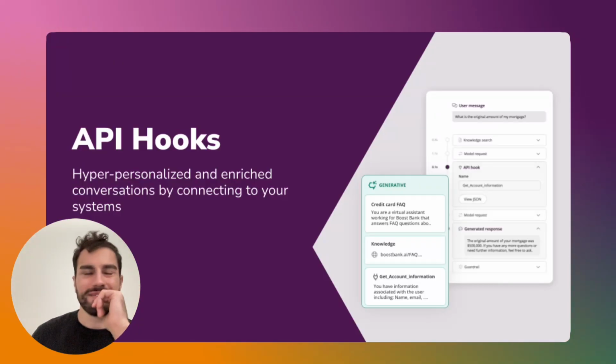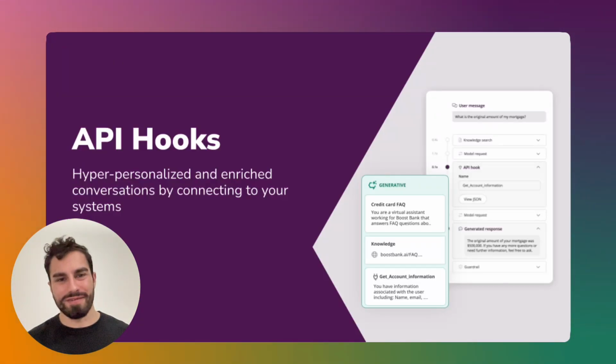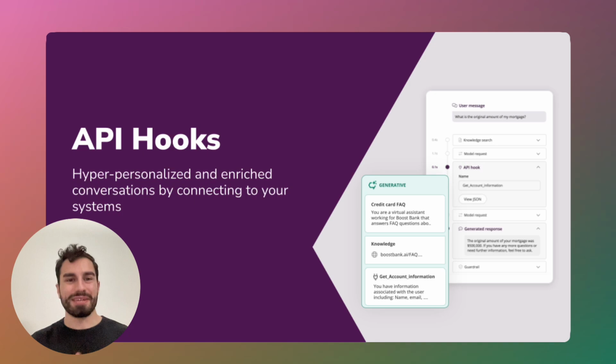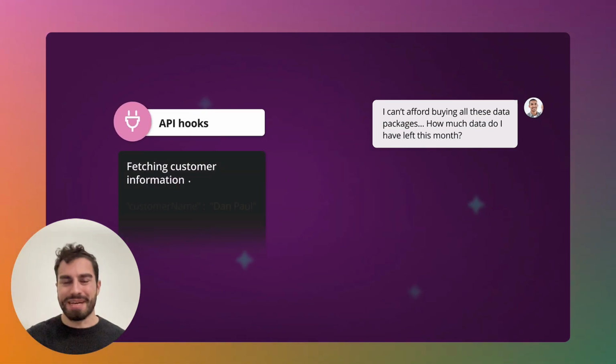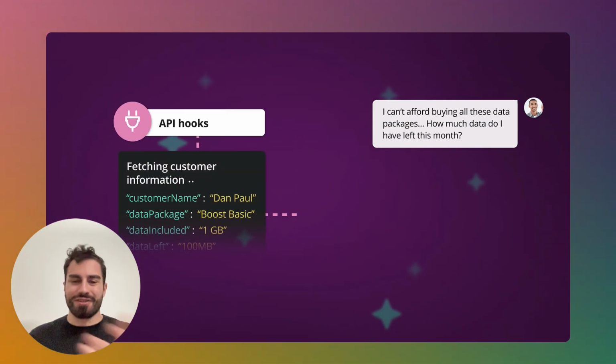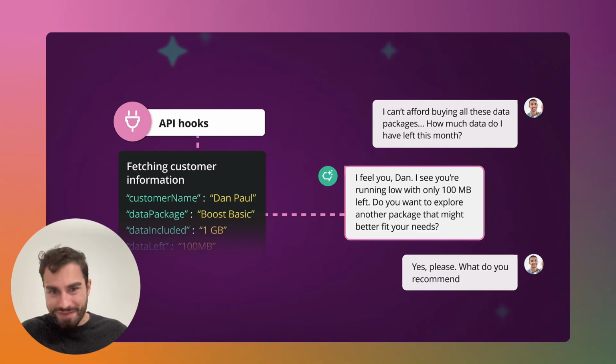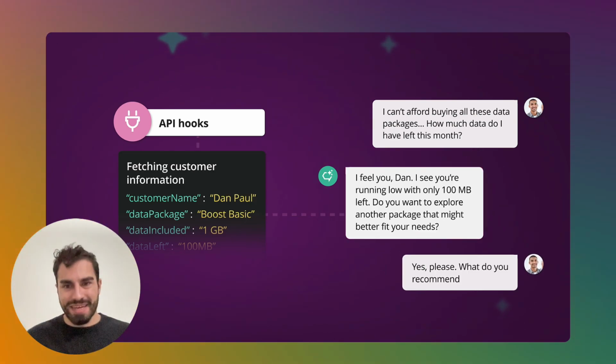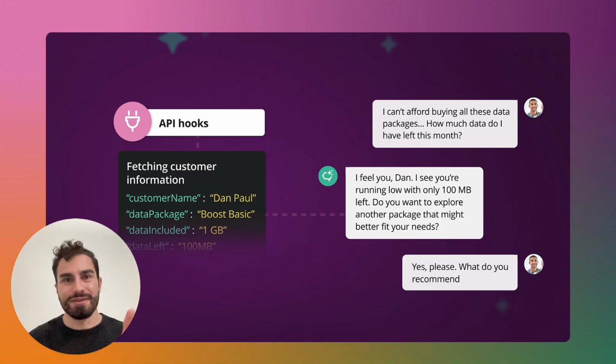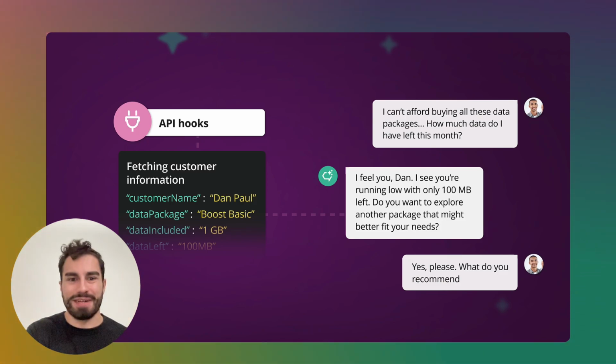Hi everyone. Today we're going to talk about API hooks, one of our many generative AI features that we use to drive hyper-personalization. So what is an API hook? It's really just a way of getting the generative AI to trigger a hook that fetches information from some API, user-specific information, and sends that to the generative AI. And this enables the AI to give a user an answer to their specific question given their specific situation.